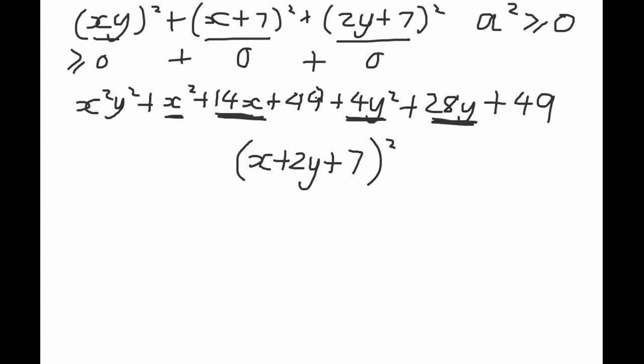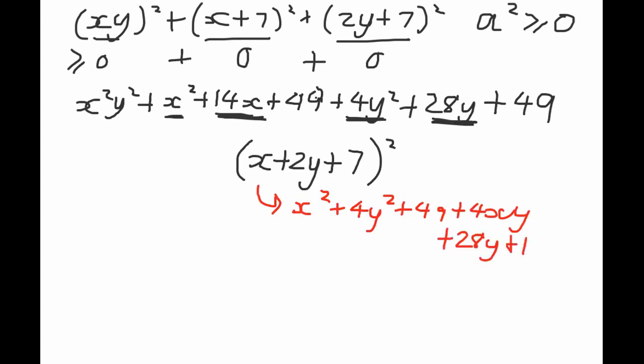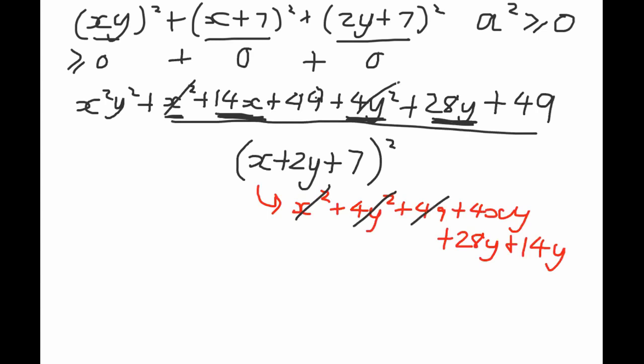So if we evaluate x plus 2y plus 7 all squared, we'd get x squared plus 4y squared plus 49, that's just squaring the individual terms, plus 2 times x times 2y, which is 4xy, 2 times 2y times 7, which is 28y, and 2 times x times 7, which is 14x. And we see that what we have in the red expression and what we have in this black expression here actually have a fair number of common terms. The x squared is common, the 4y squared is common, the 49 is common, the 28y is common, and the 14x is common.